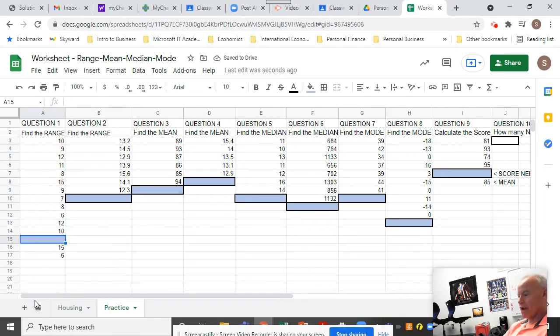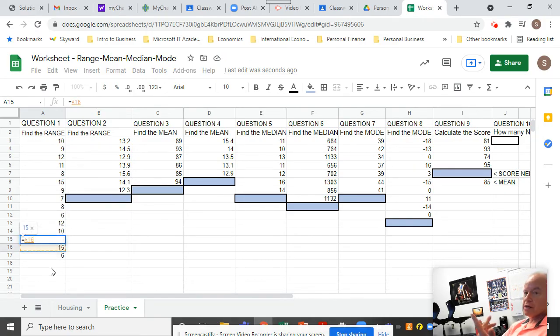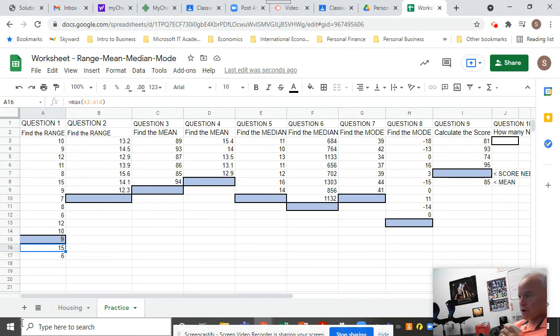So I'd say my range is equals, again, I'm just clicking A16 minus A17. Range is 9. Now again, I'm assuming you've gone through and you're doing these questions first before just watching me mindlessly do them for you.